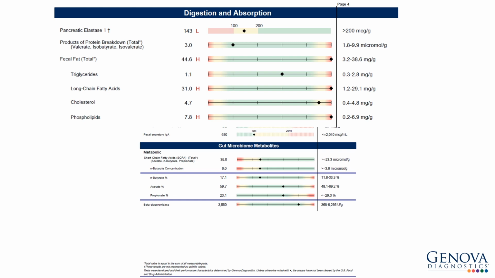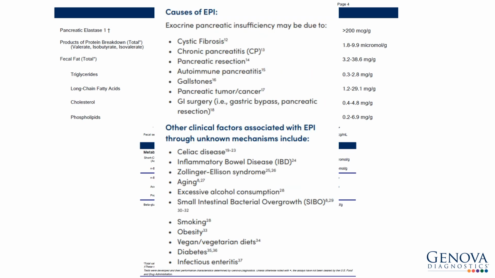When PE1 is low, it's important to determine the cause, and pancreatic enzyme replacement can be started. The support guide offers more information about the causes of exocrine pancreatic insufficiency seen here. PE1 measurements are not influenced by exogenous enzyme supplementation and only represent endogenous levels.